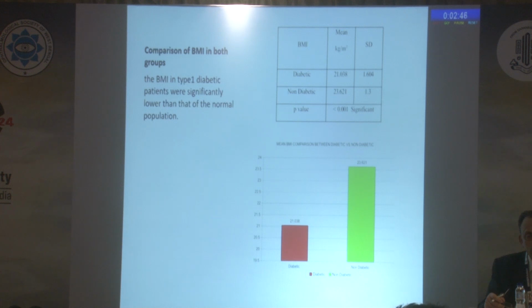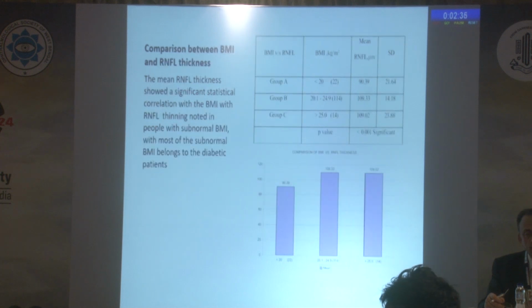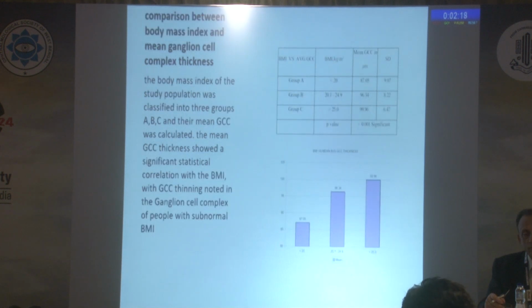This table shows the comparison of BMI in both groups. BMI in type 1 diabetic patients was significantly lower than that of the normal population. Based on this BMI, the study group was classified into 3 groups and the mean RNFL and GCC thickness was calculated. The mean RNFL thickness showed a significant statistical correlation with the BMI, with RNFL thinning noted in people with subnormal BMI, with most of the subnormal BMI belonging to the diabetic patients, and also GCC thinning noted in people with subnormal BMI.